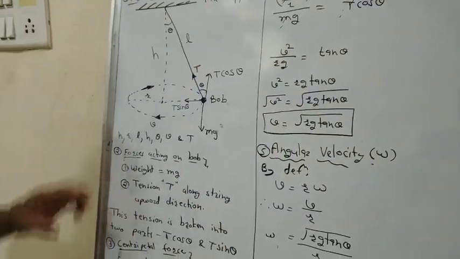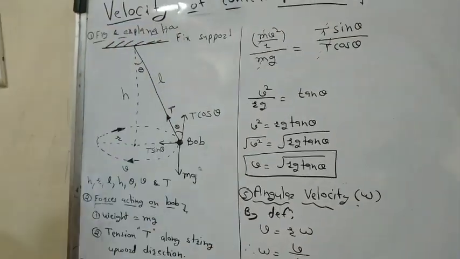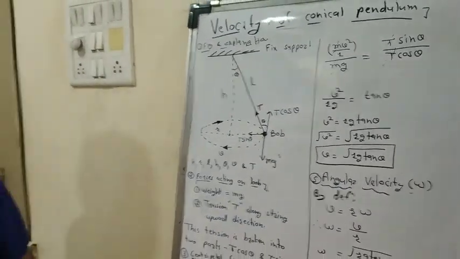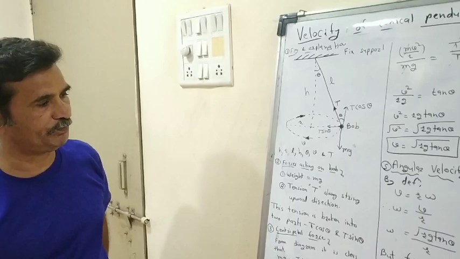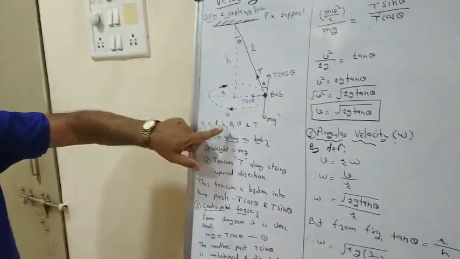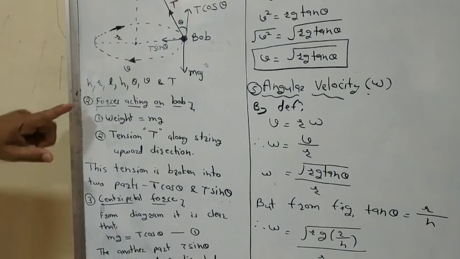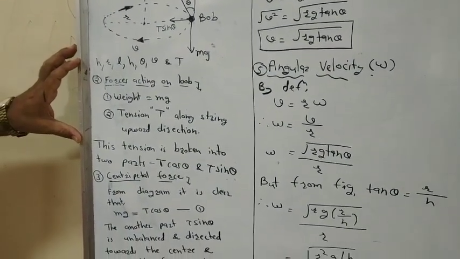So show all the proper symbols. So first step, figure and explanation of all the symbols. So consider a bob of mass m, disturbed in such a way that it performs horizontal circular motion. Then h, r, theta, v, T. Explain all symbols.